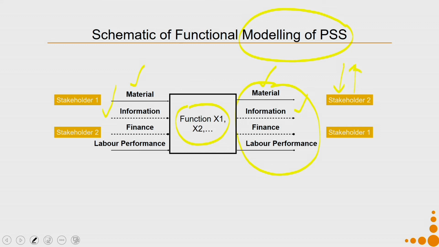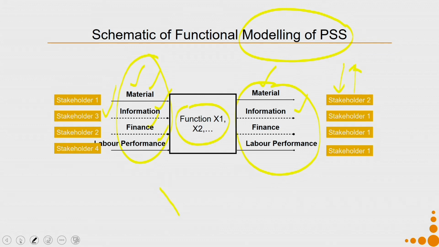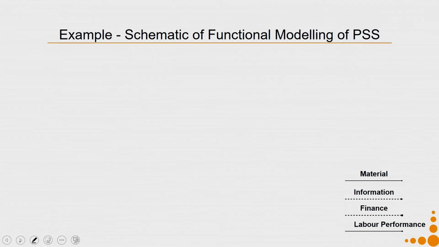So the input can be any of these. It can be materials, it can be information, finance and labor performance, and the output that is going out can also be any one of these 4. So let's take an example to understand this situation more clearly. Whenever you are making a schematic of functional modeling of this PSS, you will create a legend. The legend will show that materials are depicted by this kind of line and this kind of arrow, and so on.